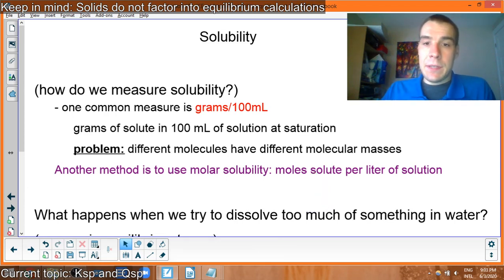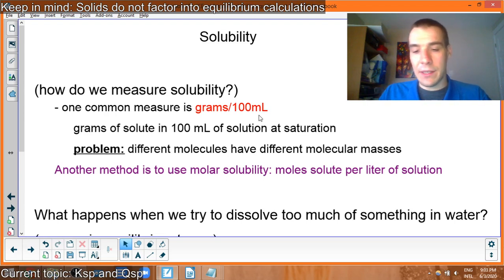Solubility, a little review from grade 11 chemistry. Usually we use grams per 100 mils to talk about solubility. Like salt is like 35, I forget how many grams per 100 mils it is for salt, but quite a lot of salt can get into 100 mils of solution. Sugar is even better. At certain temperatures, you can get more than 100 grams of sugar into 100 mils of solution. You're basically making syrup.